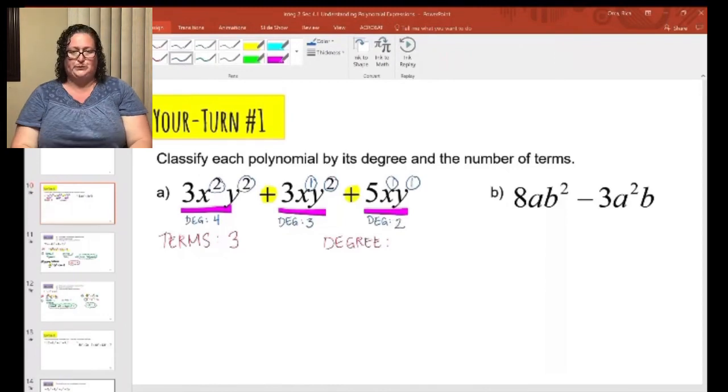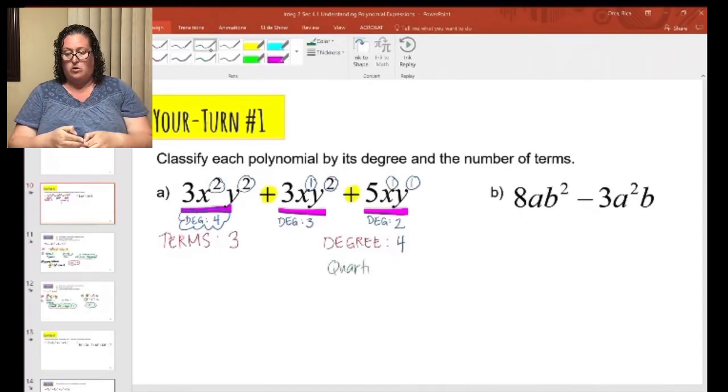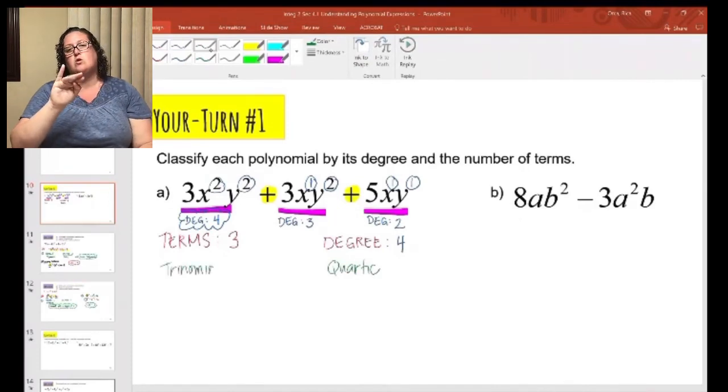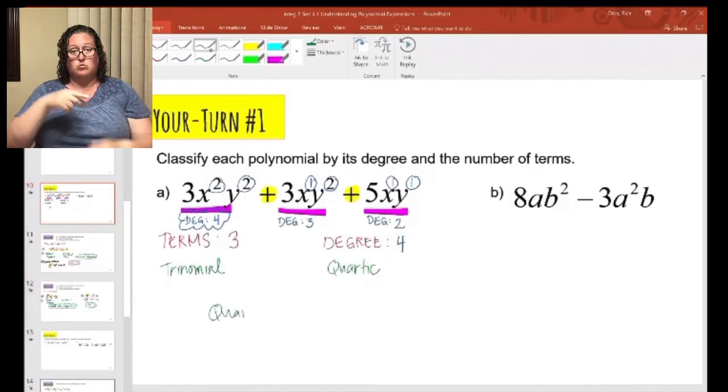The biggest degree is 4, which means that the degree of the polynomial is 4. If the polynomial has a degree of 4, it's called quartic. And if it has 3 terms, then it's called a trinomial. So the name of this polynomial is a quartic trinomial.